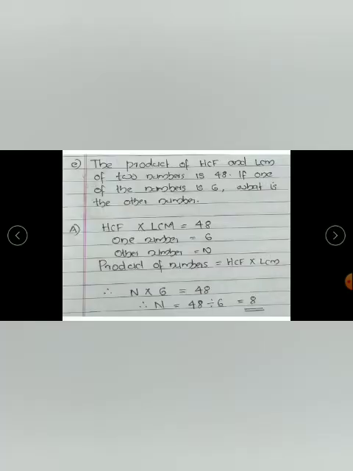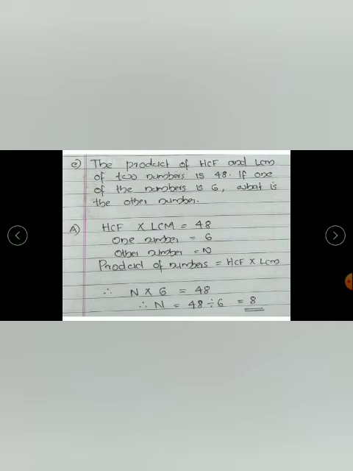Now next question. The product of HCF and LCM of two numbers is 48. If one of the numbers is 6, what is the other number? So what is given here? Product of HCF and LCM, that means HCF into LCM is given as 48. And among the two numbers, one number is given. We have to find the other number. What we are using here? The relation between the product of numbers and HCF and LCM. What is the relation? Product of numbers is equal to HCF into LCM.